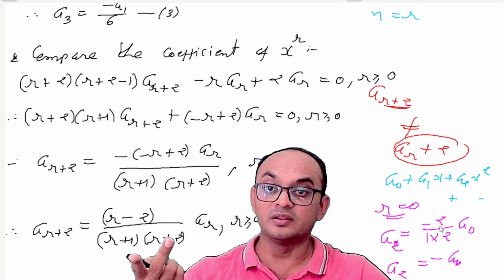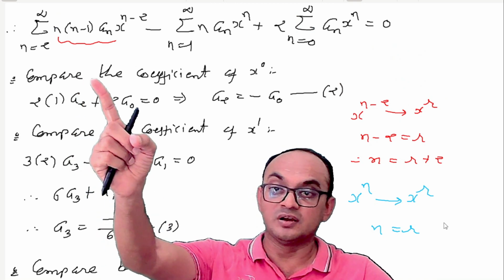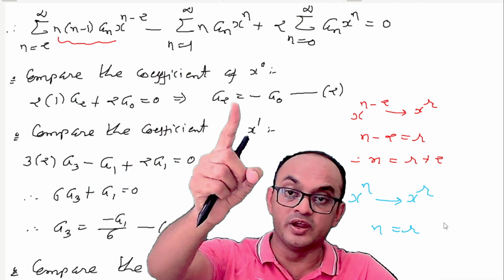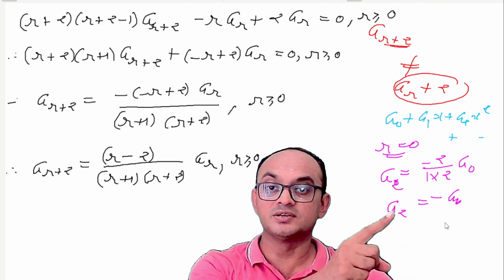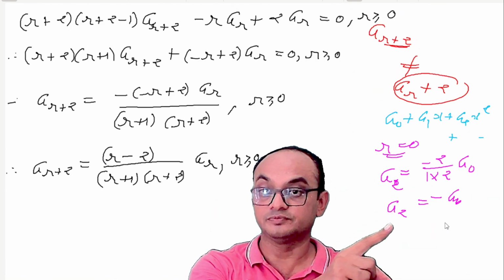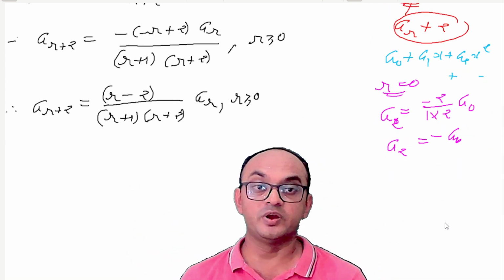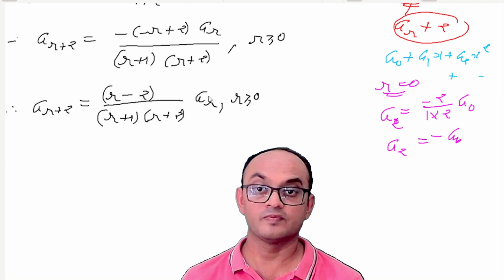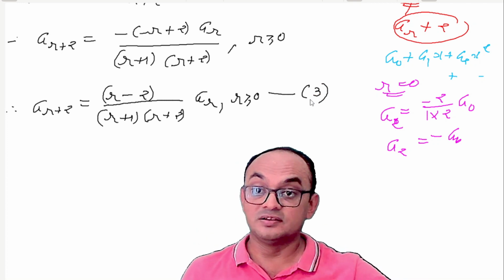Do we have this relation? Because we have already compared the coefficient of x raised to 0. See, compare the coefficient of x raised to 0: a2 is equal to minus a0. So a2 equal to minus a0 we are getting, right? The relation is correct. This is, say, equation number 3, and that's all. Actually, this is the end of the exercise, right?